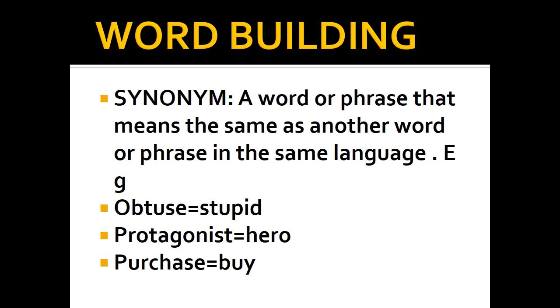So for instance, I have this word obtuse, which has the same meaning as stupid. Also, protagonist is the same as hero. Purchase is the same as buy. So there are words that have their synonyms. So please, you can use your textbooks or you can browse and get so many words of the same kind.